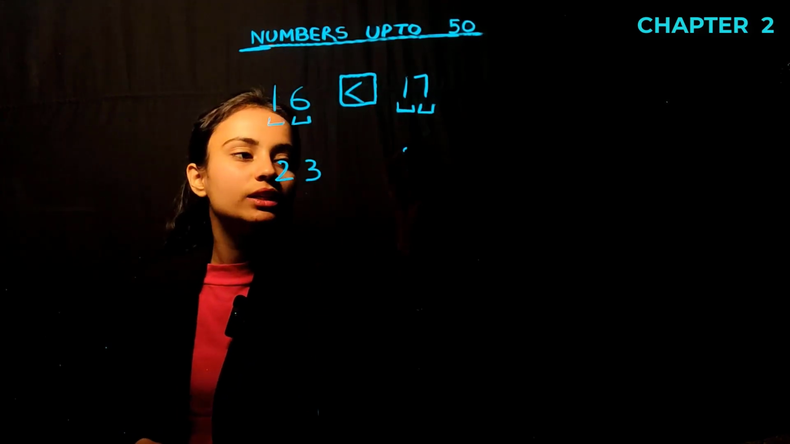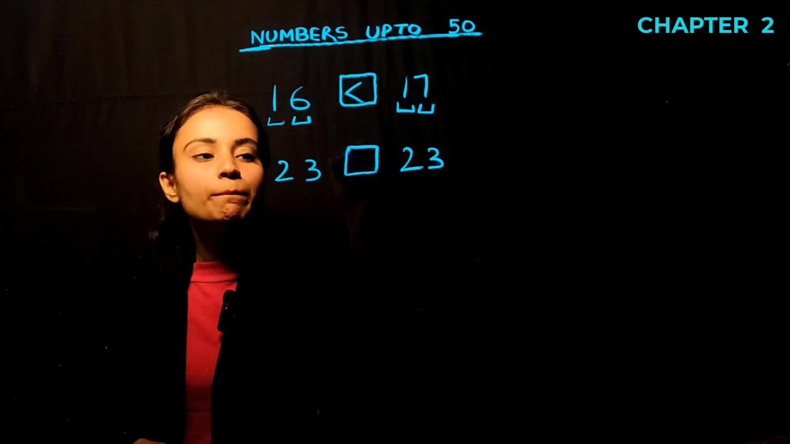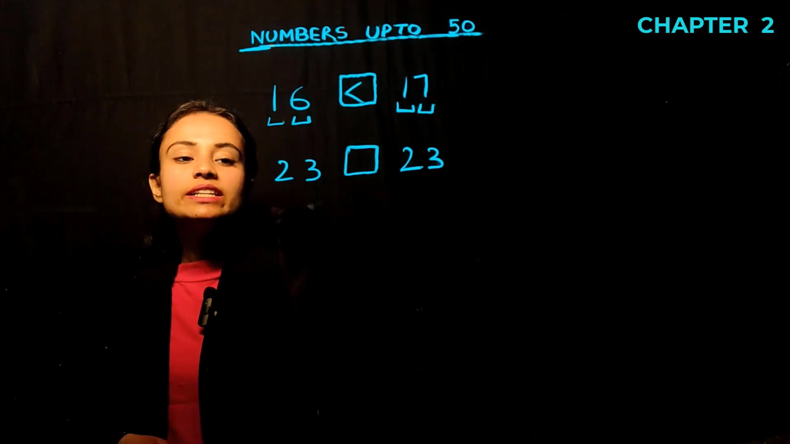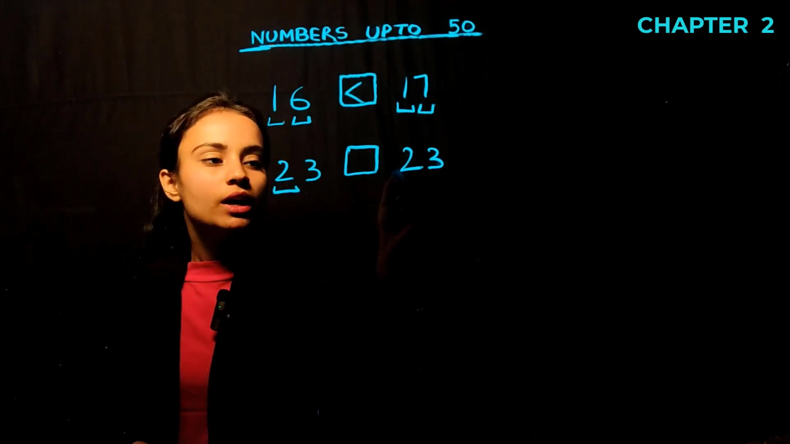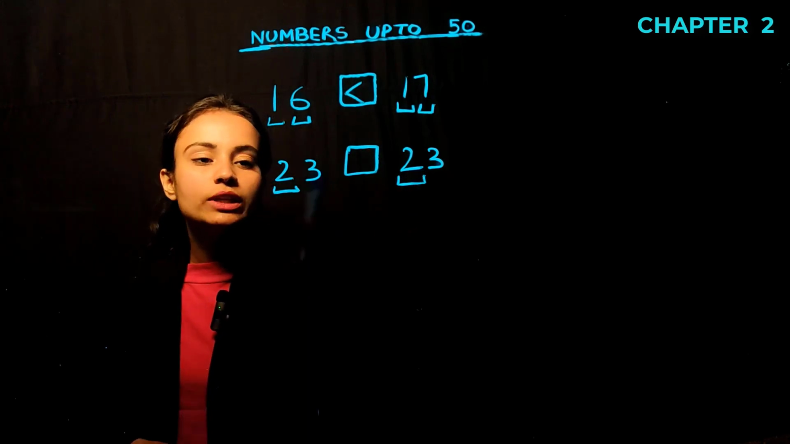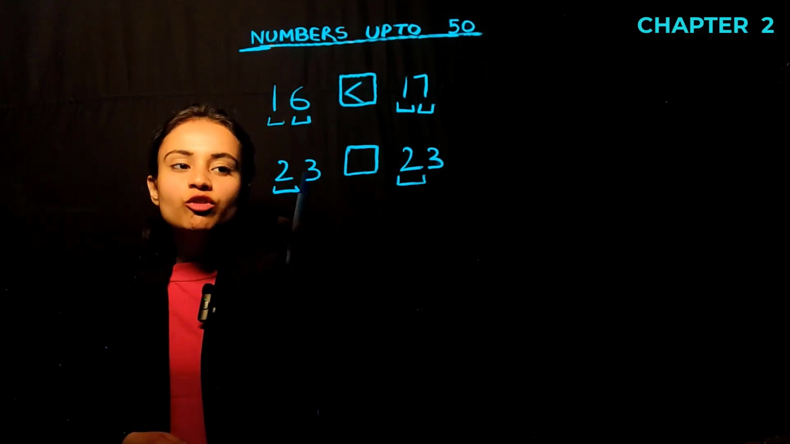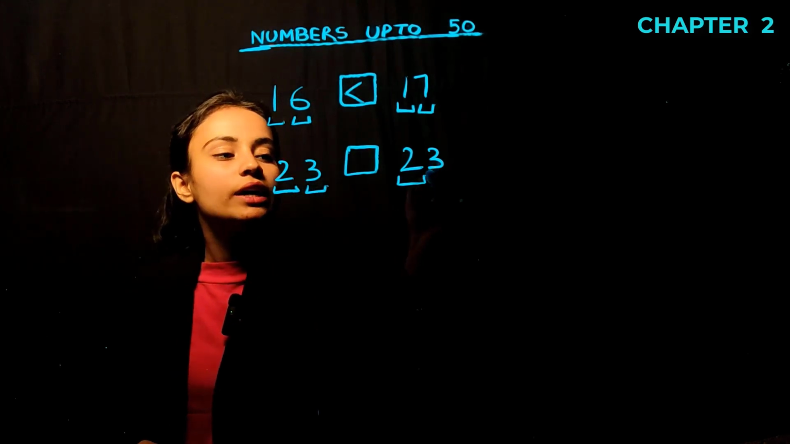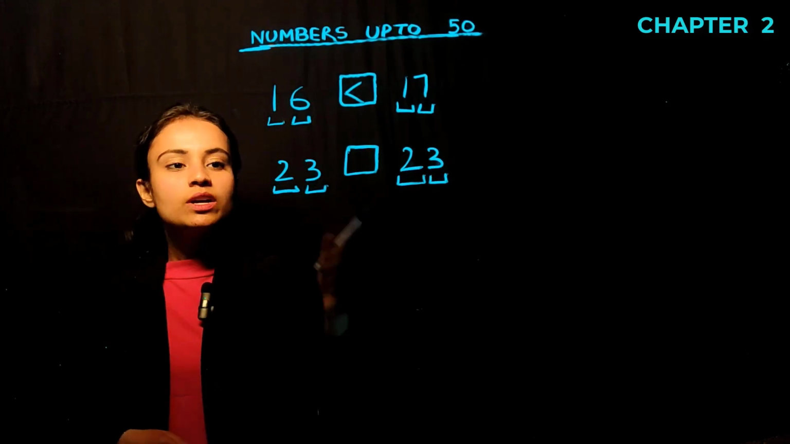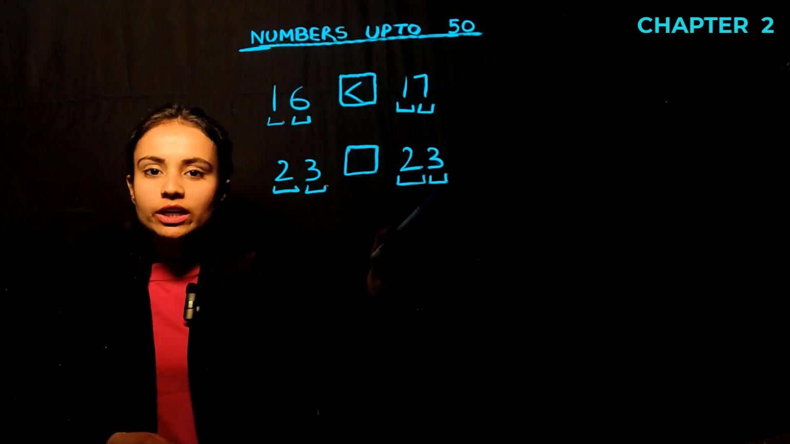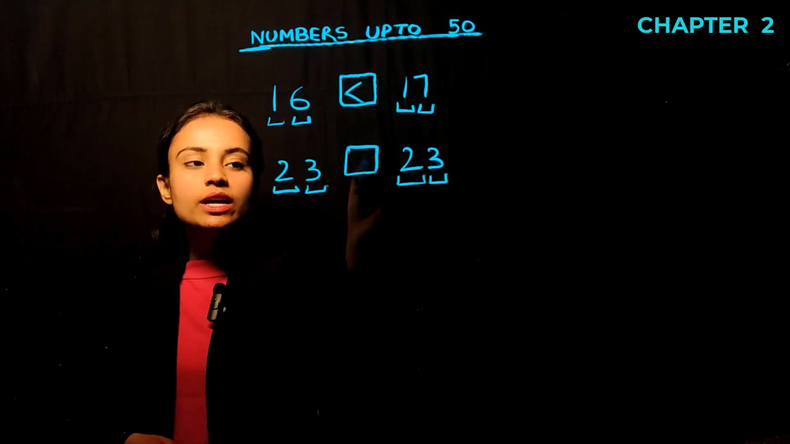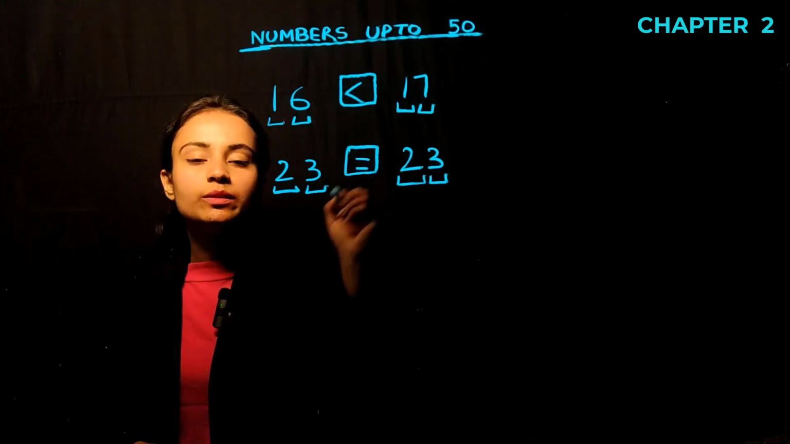Here it is written 23 and here it is written 23. So to compare them, we'll first compare their tens part. Here tens part is 2. Here again tens part is 2. So they are equal. So we'll move on to the ones part. Here ones part is 3 and here it is again 3. That means ones part is also equal, which means the whole number, that is 23, is equal to 23.